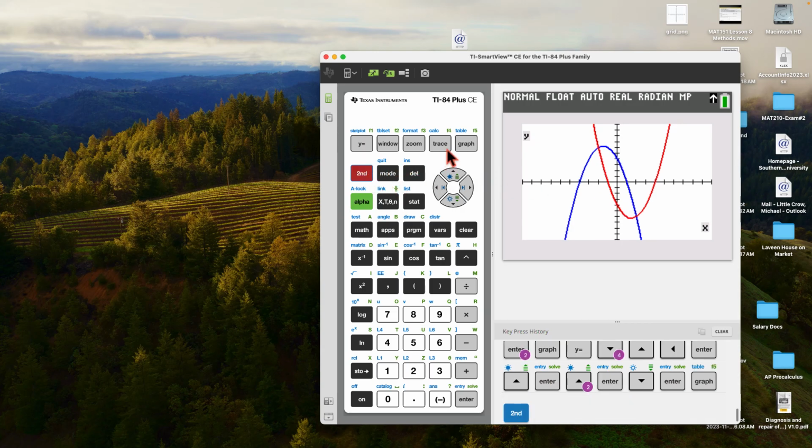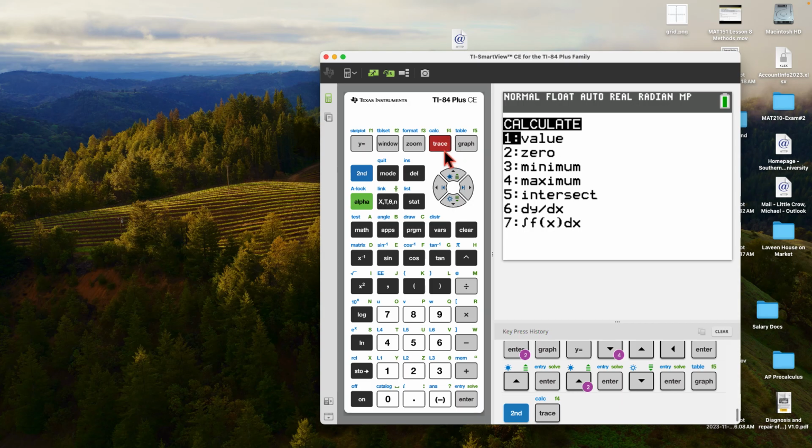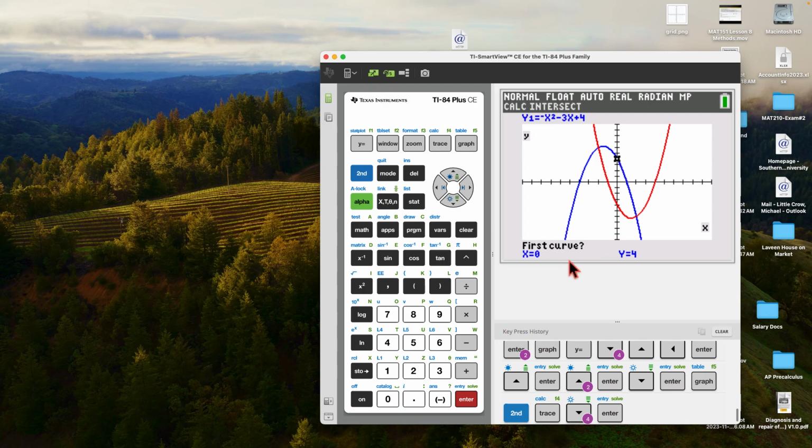So here we have a feature. If we go second calc, notice the calc is above the trace key, and we've got a feature that will give us the intersection. So we do number 5, hit enter. It's going to ask us 3 questions. The first question is, which is the first curve? And it's sitting on a curve. We can just hit enter. Yeah, that could be the first curve. It jumped to the other one and asks, is that the second curve? And we could just say yes, because it doesn't know that there are only 2 graphs on there, but it's anticipating that's the intersection we want. And then it's going to ask us for a guess.